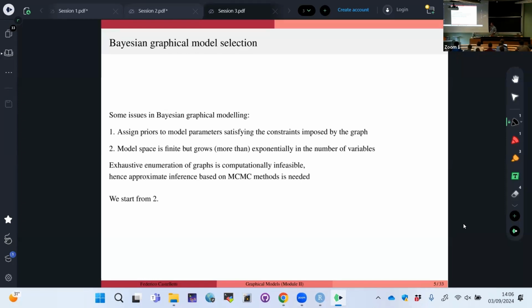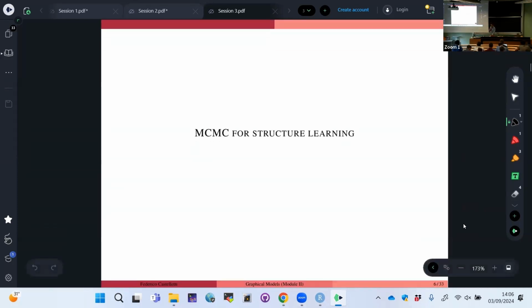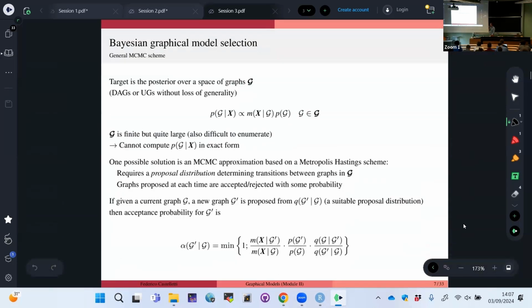And I will start from issue number 2 by showing you a very general Markov chain Monte Carlo scheme that then can be specialized to both undirected or directed graphs. And this is, let's say, the easiest thing that you can conceive. Then we will also discuss some possible extensions or improvements. So it is a very general and simple scheme for Bayesian inference. So how can we set up a Markov chain Monte Carlo method for structured learning?